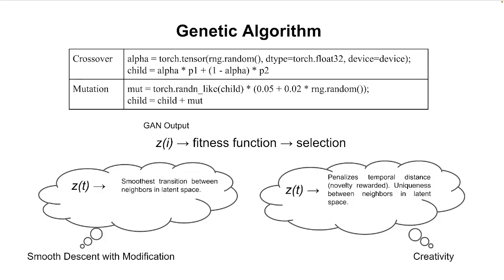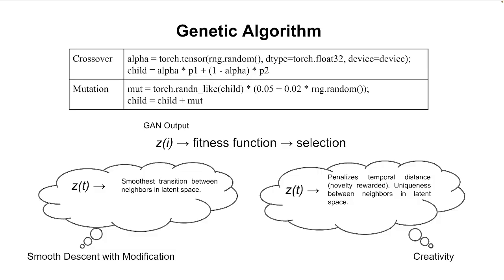This is fed to our fitness function, and then selection occurs based on one of two criteria. The first criterion is smooth descent with modification. This is where we don't expect anything radical to emerge from this process. We want to see basically an ensemble where everything is very similar to everything else. We want to sample our latent space in a way that does not disrupt what's in the ensemble, so we don't have sudden jumps in the ensemble.